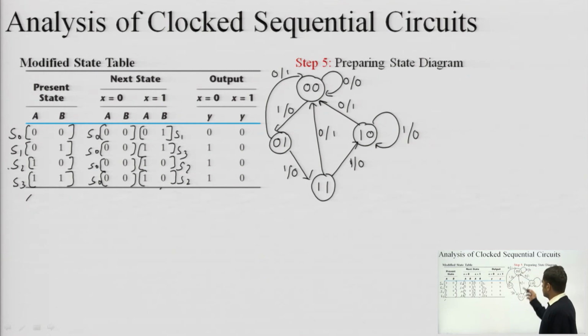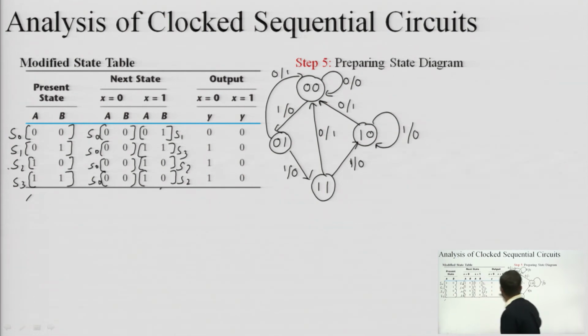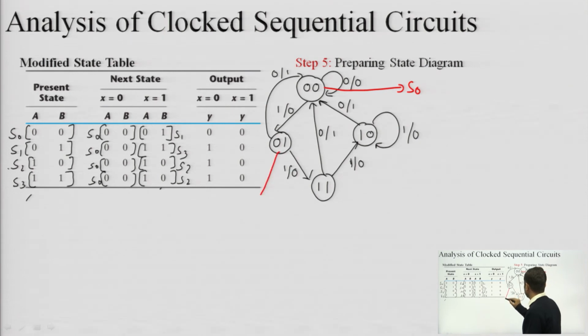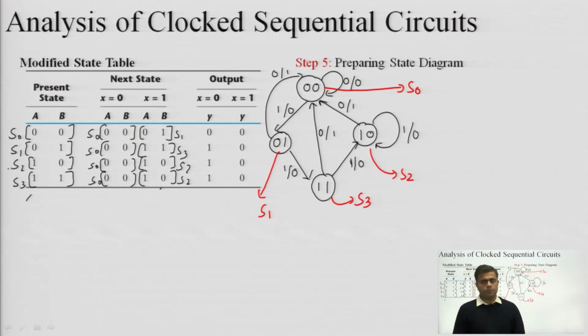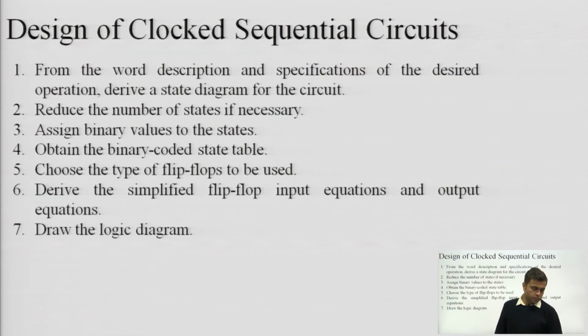Now if you want to replace, now you can simply replace this 0 0 by S naught, this 0 1 can be replaced by S1, this 1 0 can be replaced by S2, and this 1 1 can be replaced by S3. So both are good. We will be getting full marks for both the cases. So these are the two ways by which we can prepare the final state diagram. So let's proceed towards the design of clock sequential circuits now, and this is complete.